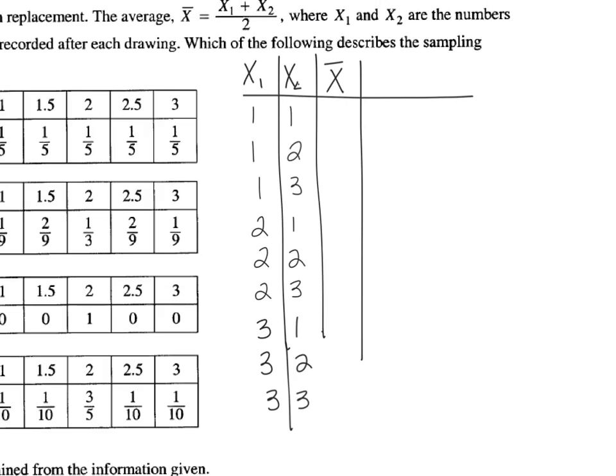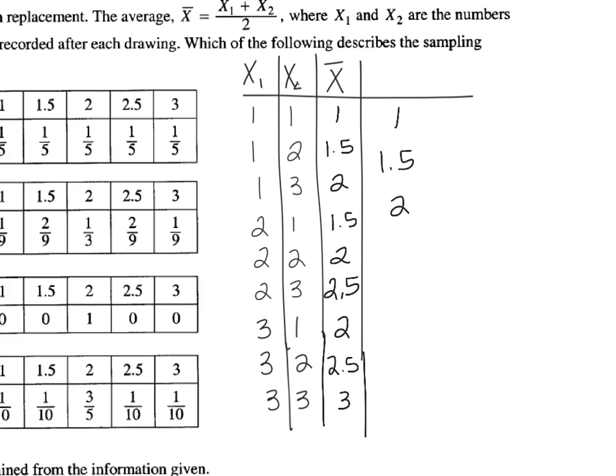So I find the average of each of these. The average here is 1. This is 1.5. This is 2. 2 and 1 is 1.5. 2 and 2 is going to be a 2. This is going to be a 2.5. This is going to be a 2, 2.5, and a 3. So then I'm going to list these: 1, 1.5, 2, 2.5, and 3.